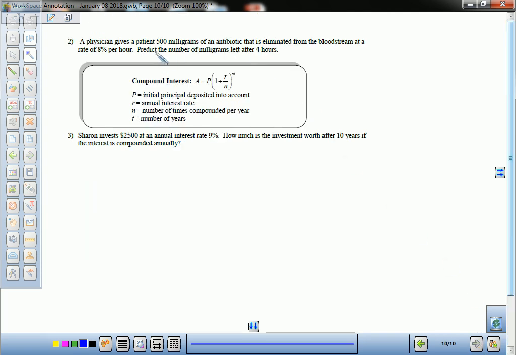All right, let's take a look at the next example. Example 2 says, a physician gives a patient 500 milligrams of an antibiotic that is eliminated from the bloodstream at a rate of 8% per hour. Predict the number of milligrams after 4 hours. So I'm going to work number 2 over here.